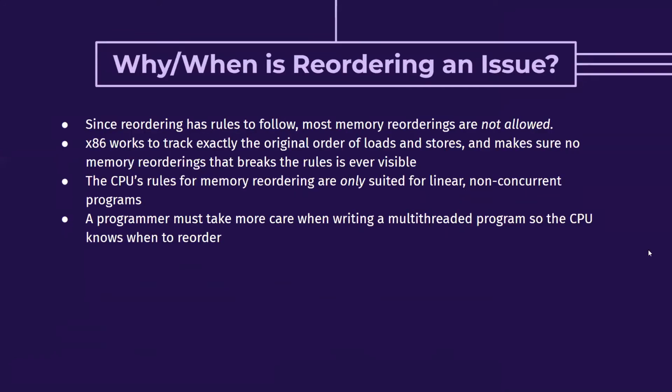Why or when is reordering an issue? Since reordering has rules to follow, most memory orderings are not allowed. x86 works to track exactly the original order of loads and stores, and makes sure no memory reorderings that break the rules are ever visible. The CPU's rules for memory reordering are only suited for linear, non-concurrent programs. The programmer must take more care when writing a multi-threaded program so the CPU knows when to reorder.